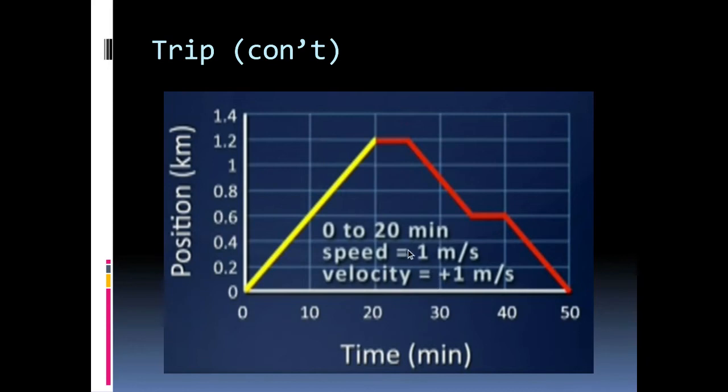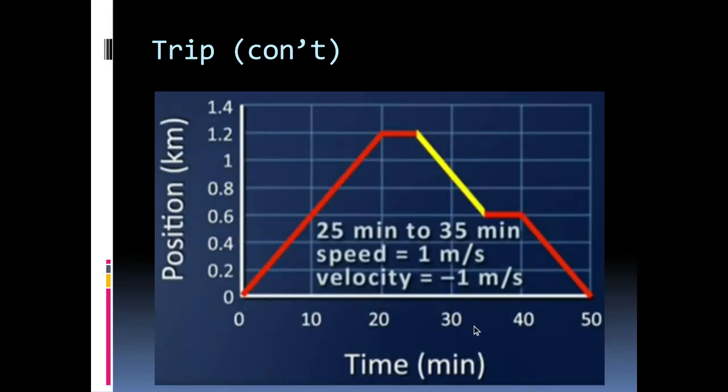Now, speed is always a positive number. Okay, we look at this segment. Now, this slope is the negative of this slope. It's still a constant rate. It's going to still be 1 when you work out the numbers. But notice it's negative. You're backtracking here.